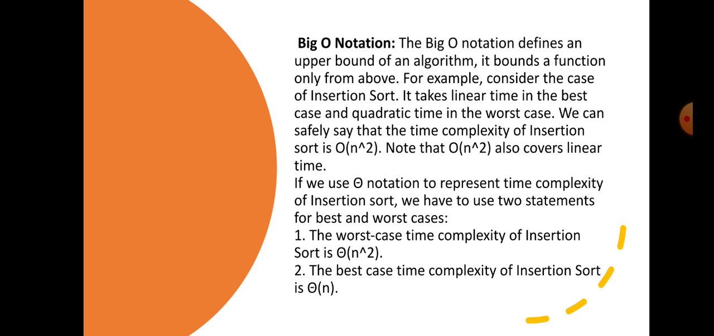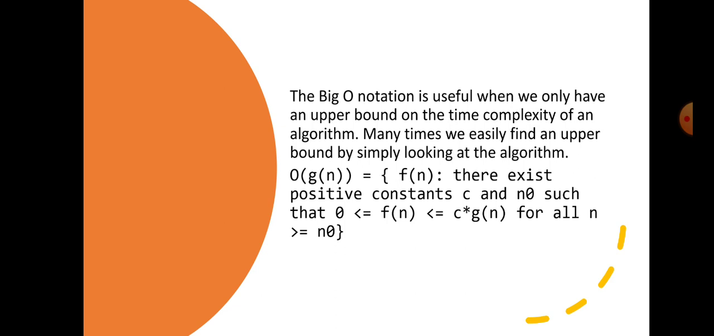If we use theta notation to represent time complexity of insertion sort, we have to use two statements for best case and worst case. The worst case time complexity of insertion sort is theta of n power 2. The best case time complexity of insertion sort is theta of n. The big O notation is used when we only have the upper bound of the time complexity of an algorithm. Many times we easily find the upper bound by simply looking at the algorithm.